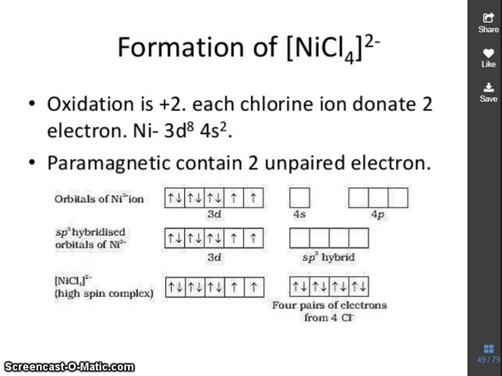Now sp3 hybrid orbitals take 4 pairs of electrons from 4 chlorines. And these are weak ligands, so pairing does not occur. So it is a high spin complex.